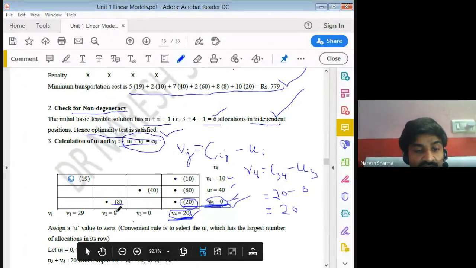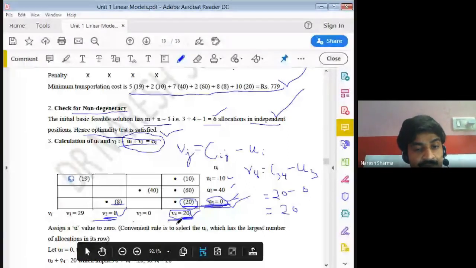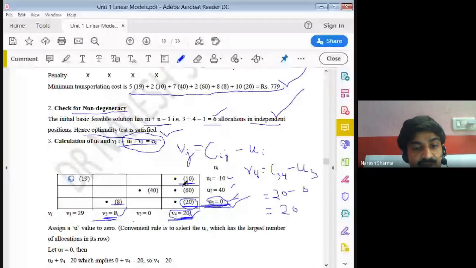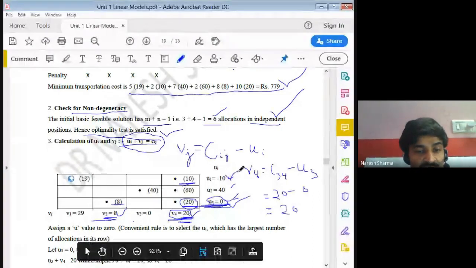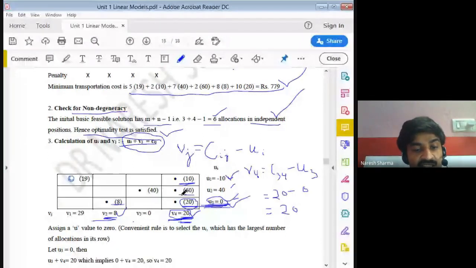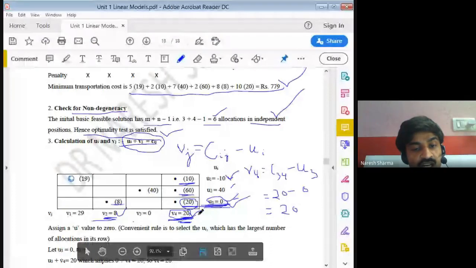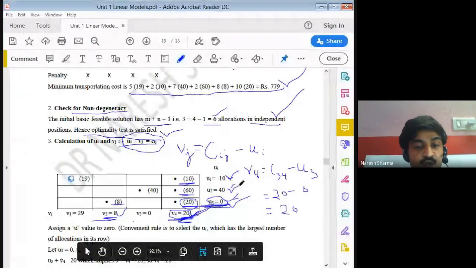Now by using this V4, you know that V4 plus U1 should be 10. So we use 10 minus 20, which is minus 10. So we get the value of U1 now. Similarly, 60 minus 20 is your U2 now. Now we have all U1, U2, U3.